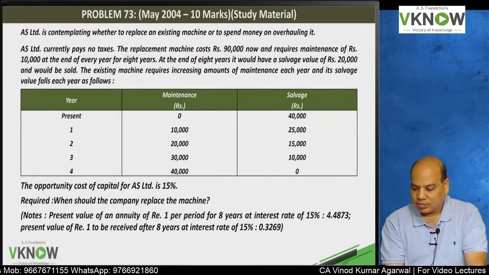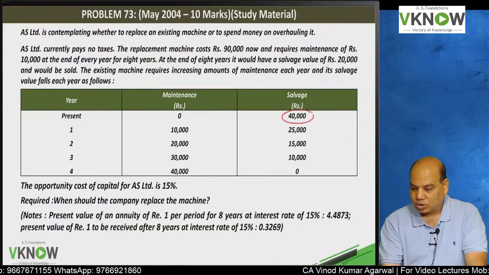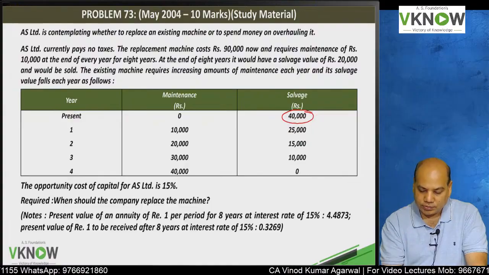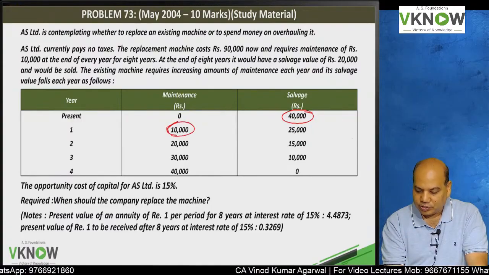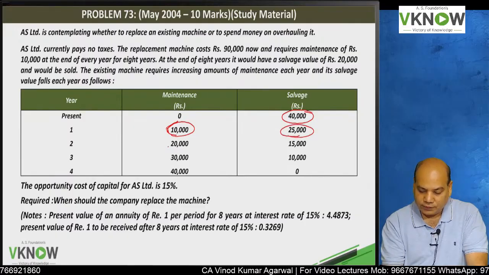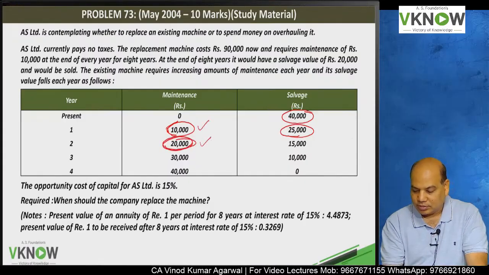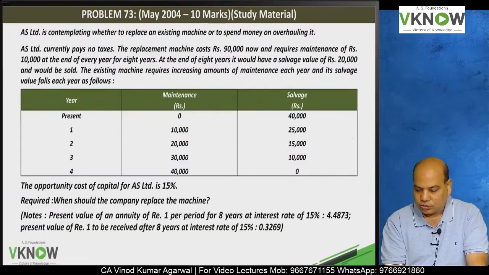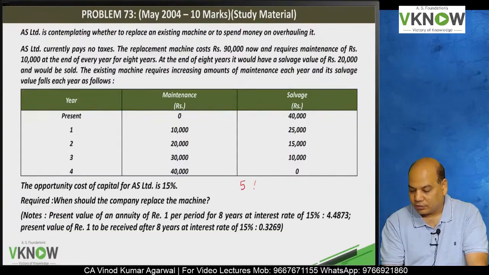The old asset can be sold today for 40,000. But if you want to use it, you can use it for 1 year, incur 10,000 maintenance, and you'll get 25,000 salvage. If you use it for 2 years, you'll get 20,000 salvage and pay 20,000 maintenance, 10 and 20, and 15,000 salvage likewise. So basically in this question we have 5 alternatives.